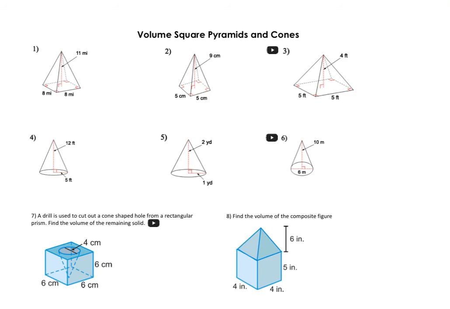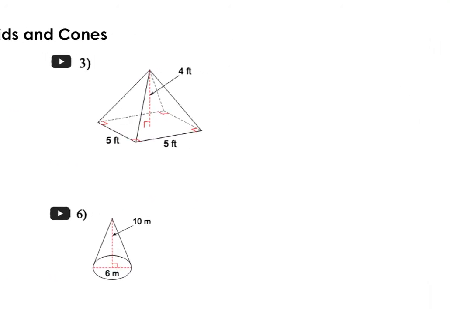Okay, now I'm going to go over a few of the practice problems. So number 3, this is a pyramid. I have my base, and I have my height. So the volume of my pyramid is going to be 5 times 5 times 4 divided by 3. So 5 times 5 is 25, and 25 times 4 is 100. And then we have 100 divided by 3. You get an approximate volume of 33.33 feet cubed.